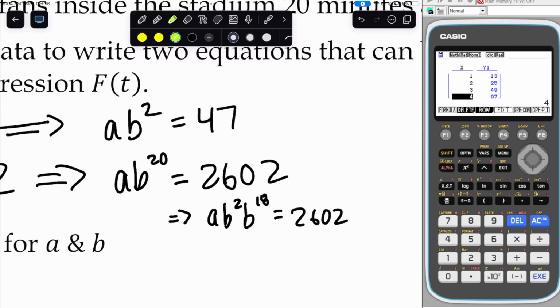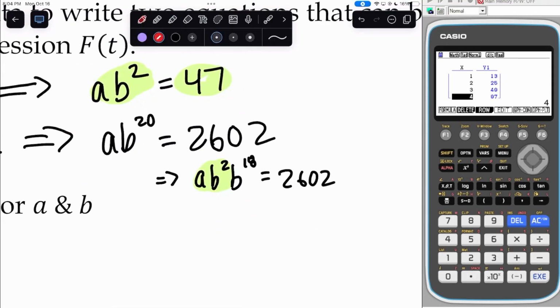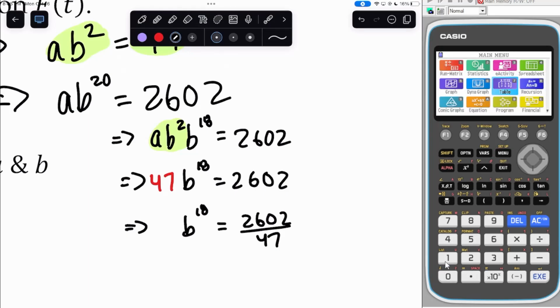Because if I do that, I've been able to make AB squared pop up mathematically, and I know what AB squared is. We said that was 47. So I'm going to plug that in for our spots of AB squared. So now I'm going to say 47 times b to the power of 18 all equals 2602. This implies that, and at this point, it's just about algebraically solving for b. So I'll divide by 47 on both sides. I get b to the power of 18 equals 2602 all divided by 47. I didn't bother putting this in the calculator, but I'll do it now just to show you that if I did, I'm not really going to get a nice number back.